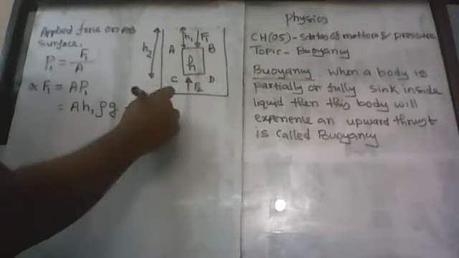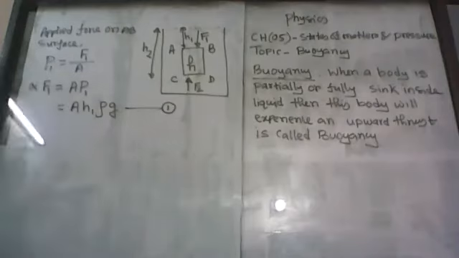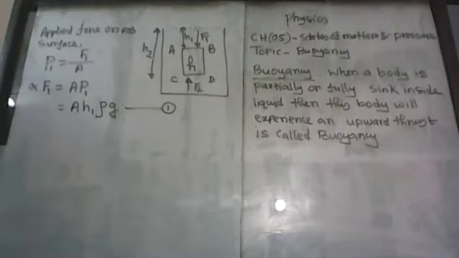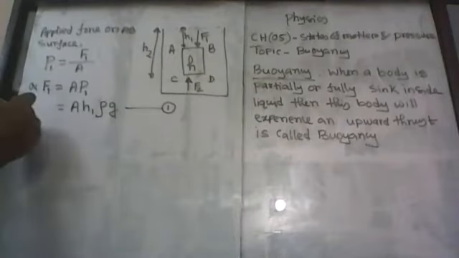And what is the value of G? 9.8. This is called acceleration due to gravity. Okay. So this is the force applied on the AB surface in the downward direction. Now, I want to find out the upward force, the upward force that is applied on the CD surface.